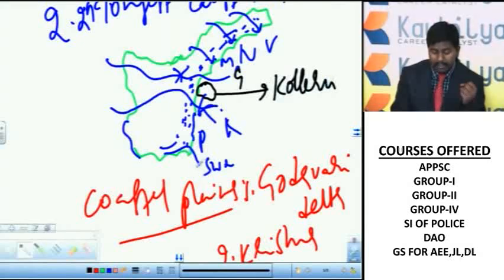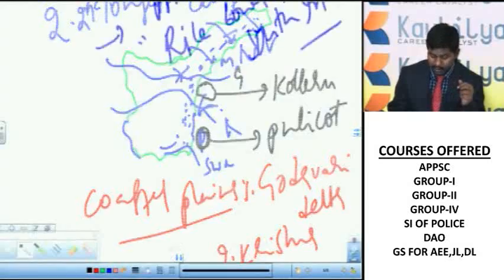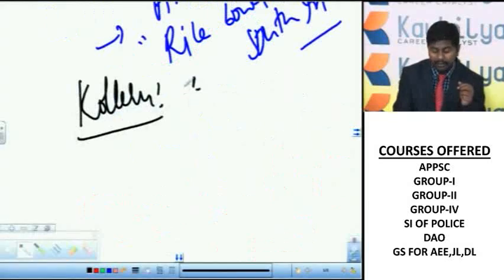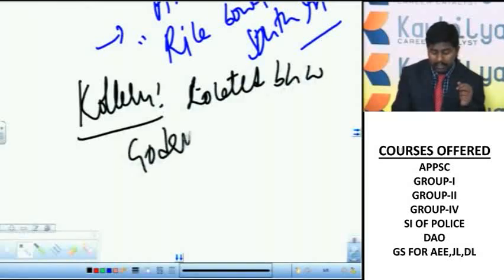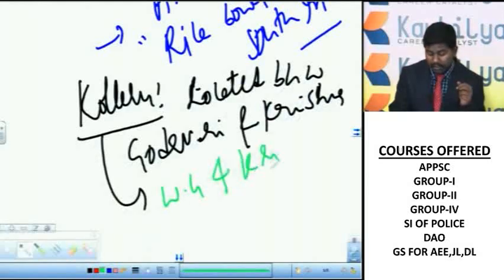And below this Penna Delta, here there is Pulicat Lake. So these are the two lakes along the coastal plains of Andhra Pradesh. One is Kolleru, second one is Pulicat. Coming to the Kolleru Lake, this Kolleru Lake is located between Godavari Delta and Krishna Delta. And today this Kolleru Lake spreads in the regions of West Godavari and Krishna.